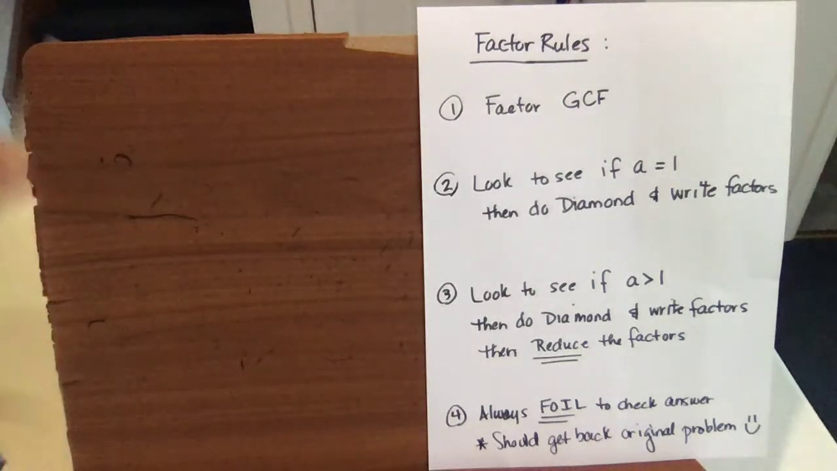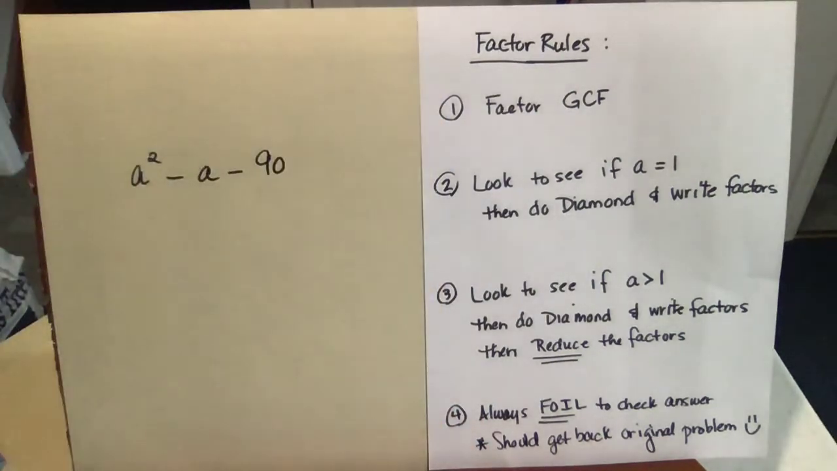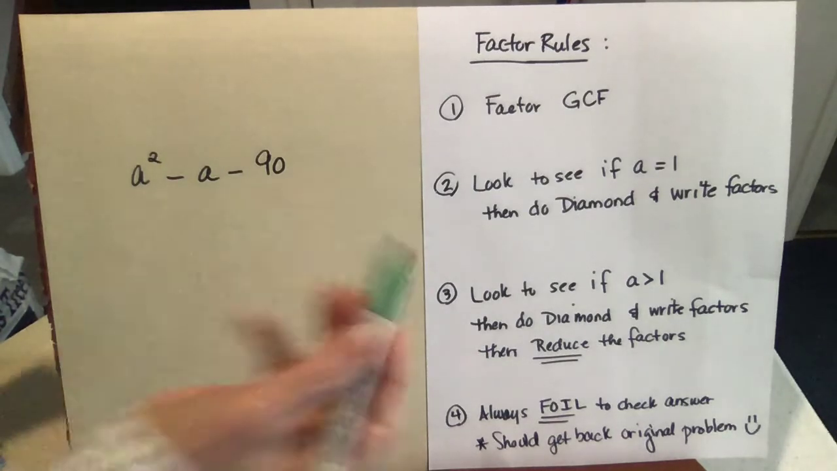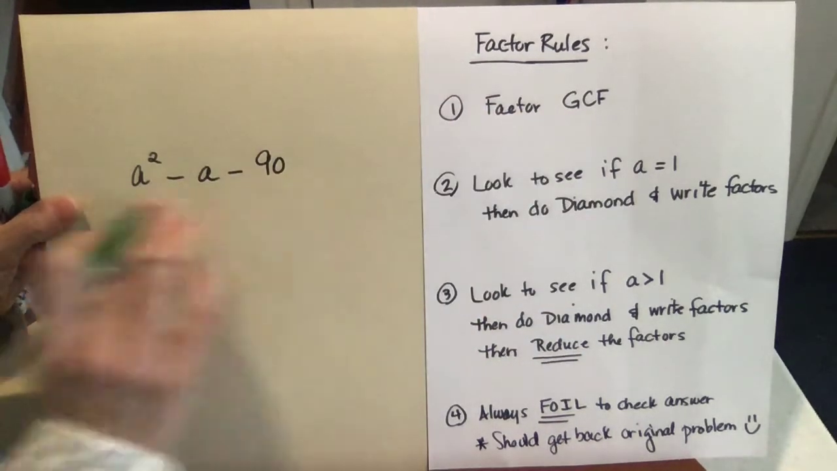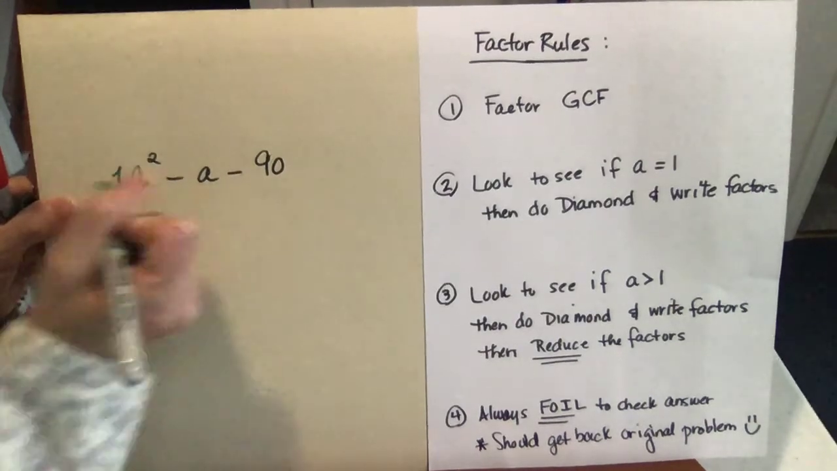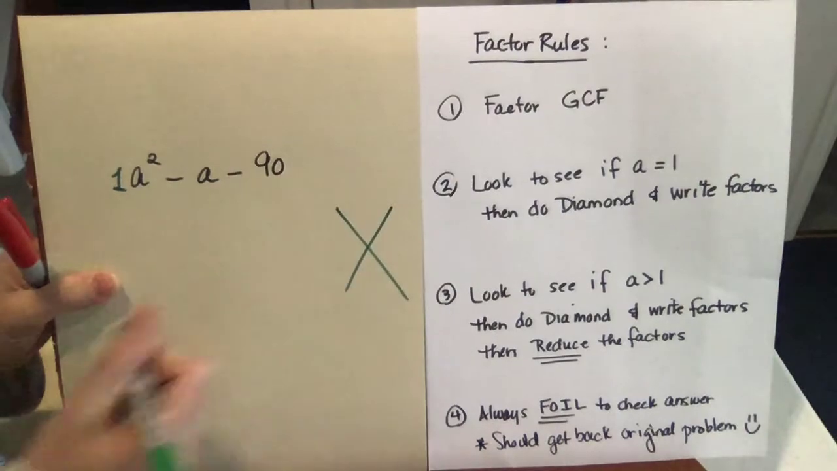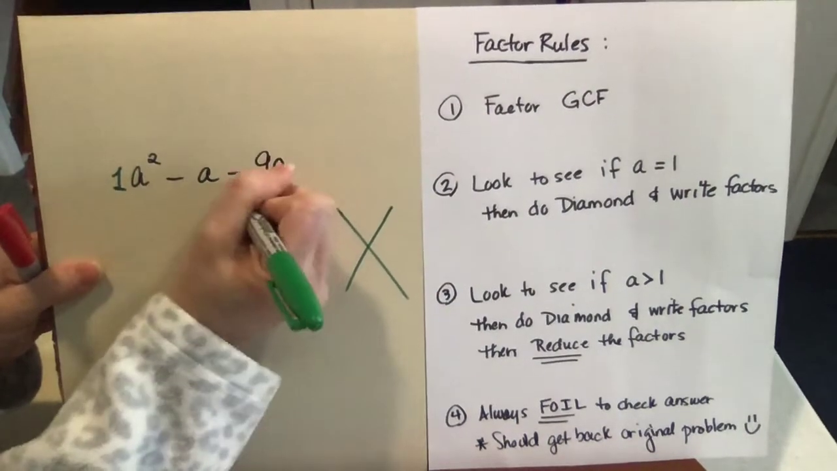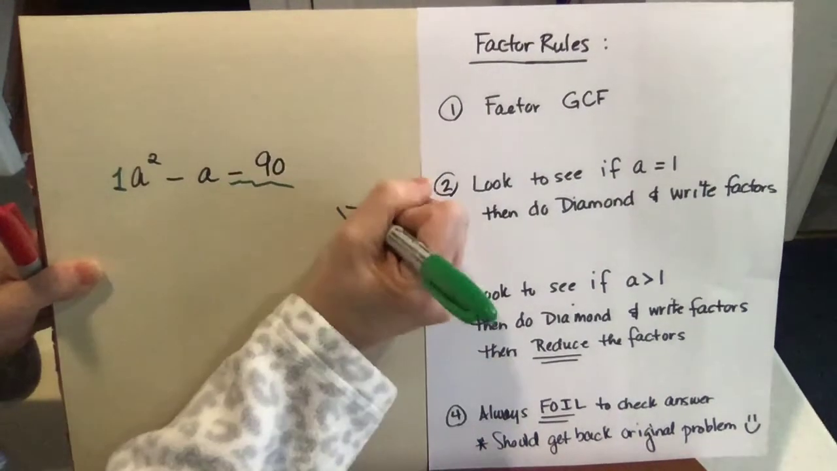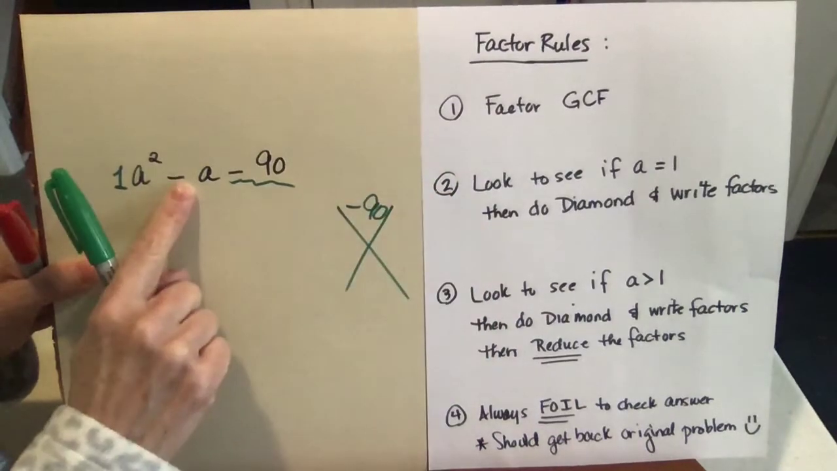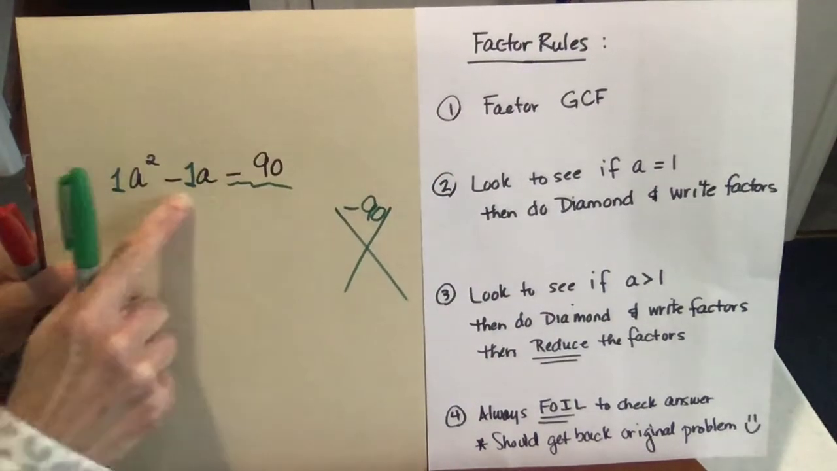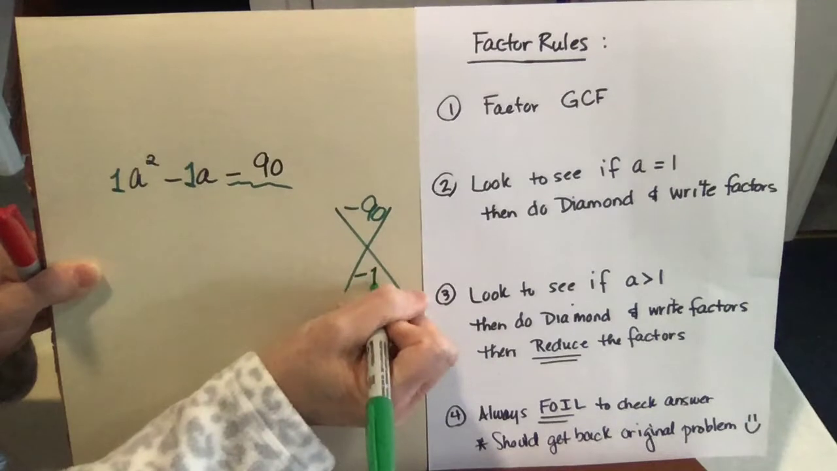All right, let's do another one quick. A squared minus A minus 90. Okay. Again, no GCFs. The coefficient of A squared is 1. So 1 times negative 90, remember that sign belongs to the term, is negative 90. And in the bottom here, this is a 1 in front of that A. So that's a negative 1.